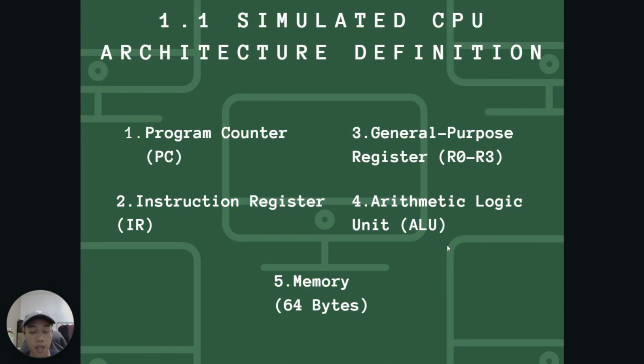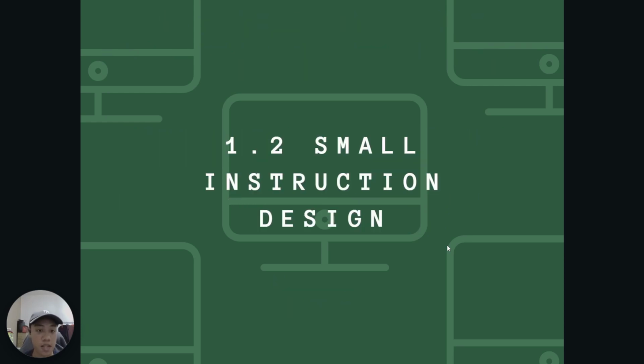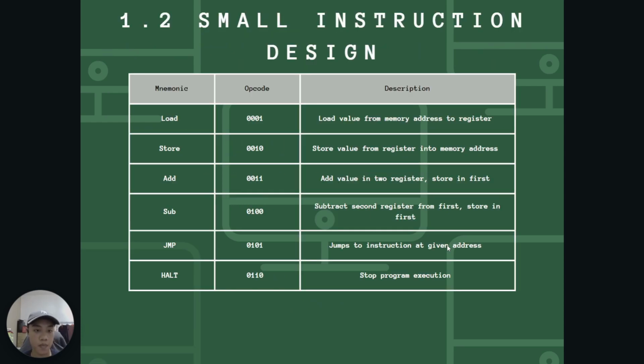value. Number 4 is arithmetic logic unit, ALU for short. ALU is used to do calculations like add and sub. In our simulation, the ALU is just a normal addition or subtraction in the code. And lastly, memory. The CPU uses memory to store both instructions and data. In our simulation, the memory is a list with 64 slots, each one holding a number or an instruction.